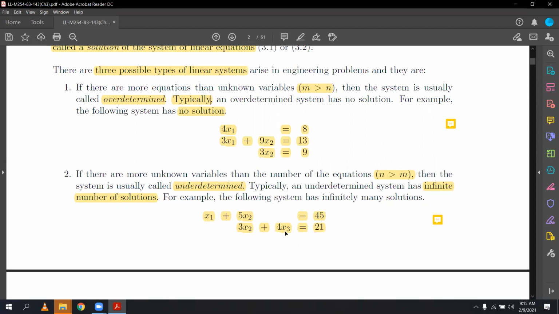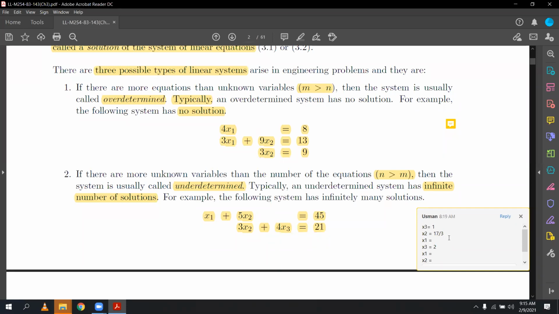We assume any variable, for example, x3. When we assume x3, we can easily have the value of x2. When we have the value of x2, we can have the value of x1. For example, let's assume x3 equal to 1. When x3 equal to 1, what do we have? 4 taken to the other side is 17. Divided by 3, it gives you the value of x2. And then after having the values of x3 and x2, you put them in the first equation, and you can easily have the value of x1. This is a solution.